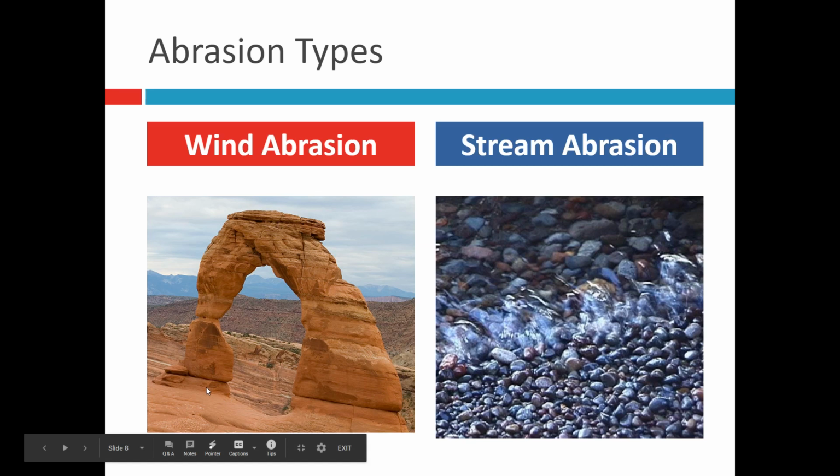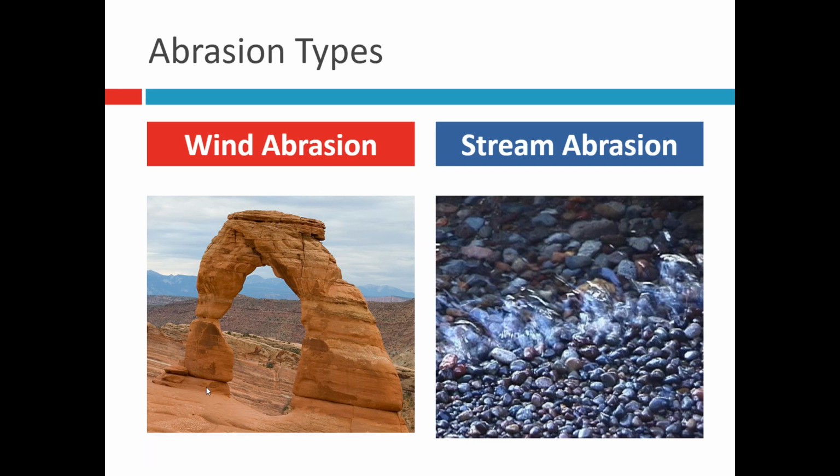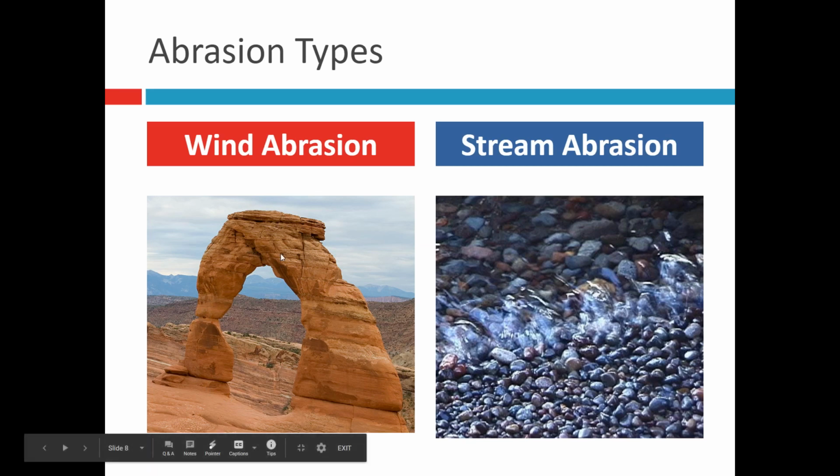And that's a type of abrasion because we're colliding sediment against rock. They're just colliding with each other and wearing them down over time. This is a very, very slow process, obviously, to form something of this nature, but it's the exact same thing that happens in a stream.